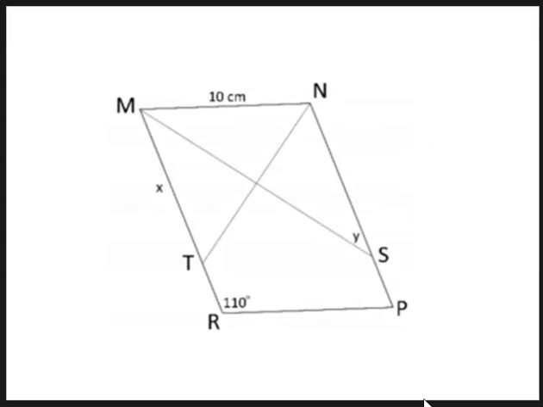Since MS and NT are angle bisectors, we know that angles RMS and NMS are congruent, and angles MNT and PNT are congruent. Since MNPR is a parallelogram, we know that opposite angles are congruent, so angle MNP is 110 degrees, which would make angles MNT and PNT each equal 55 degrees.